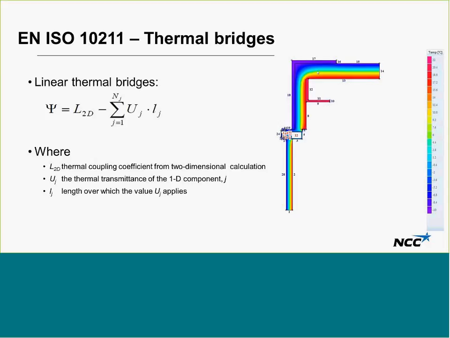And basically, to get the thermal bridge, what we do is we calculate the L2D, which is the actual model in 2 dimensions. And then we subtract different reference calculations, we call it, Uj times L, which is the thermal transmittance of the 1D components times the length. And I'm going to show that a little bit in a few seconds.